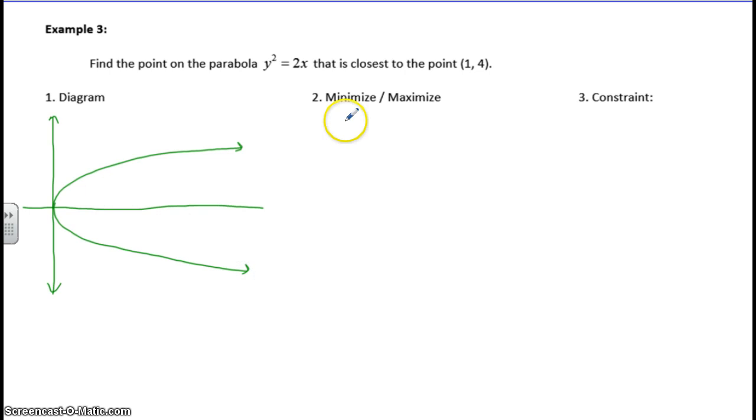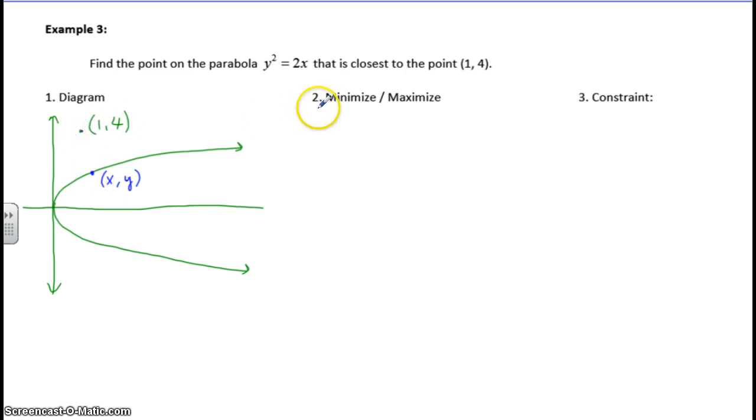Yeah, that looks pretty good. And then you have a point that is (1, 4), which I will tell you right now is somewhere out here. What we want to do here is find a point on this parabola that is the closest to this point (1, 4). And it's probably going to land somewhere around here. We don't know where it is. We don't know what that point is, so we're obviously just going to call that x and y.